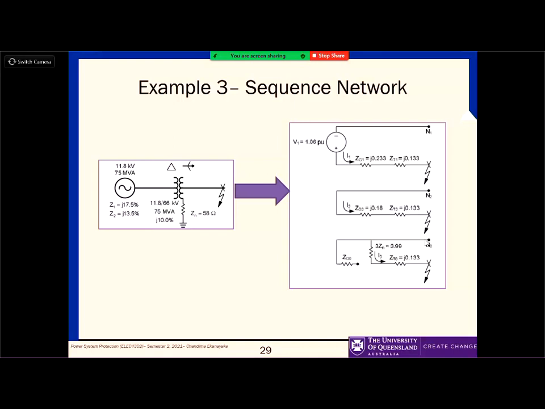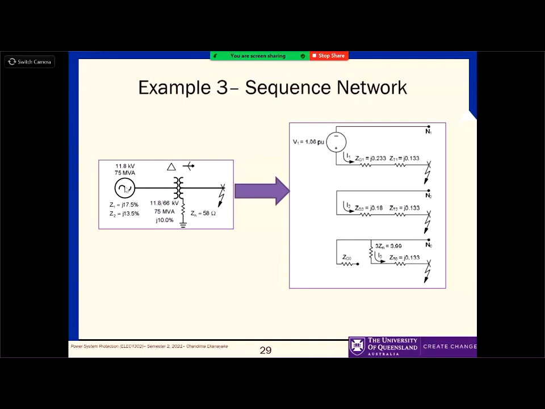So now you can see that from the reference, it's going through the Zn and then coming back, then coming through the transformer, going to the fault location. See, from the reference, neutral, like that.